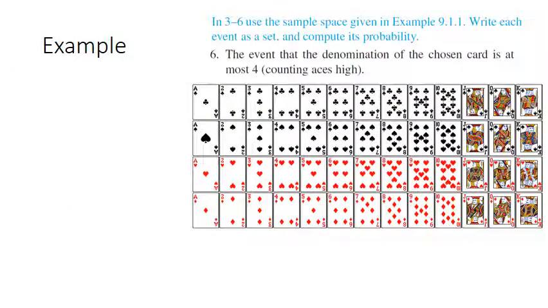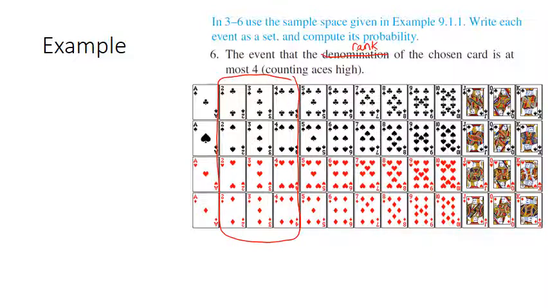Okay, second example, the event that the denomination of the chosen card, I really don't like this word, I've never heard it called that, and I've played a lot of cards, that the rank of the chosen card is at most 4, counting aces high. So at most 4 means 4 or below. So that's going to include these ones right here. So we're not counting aces because they're considering aces.